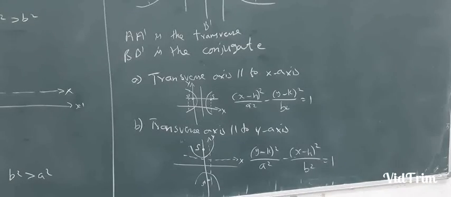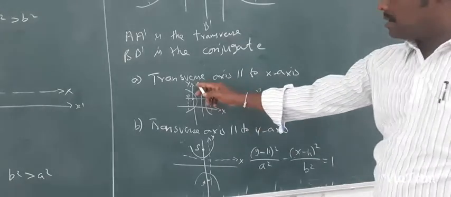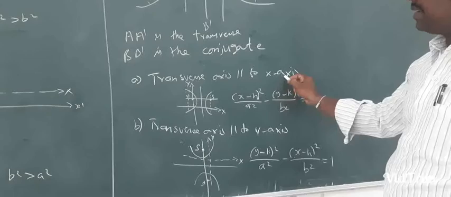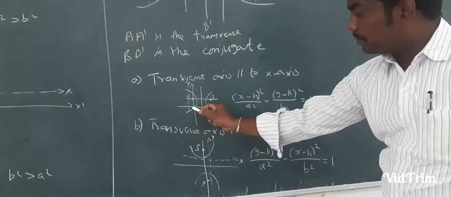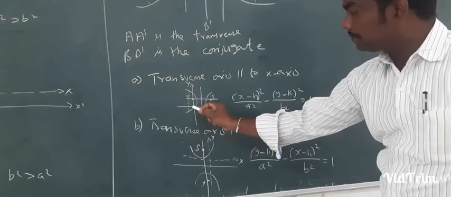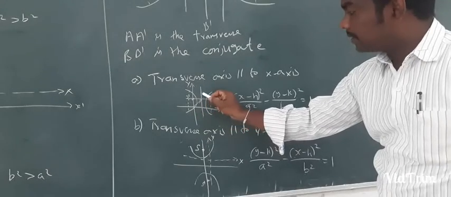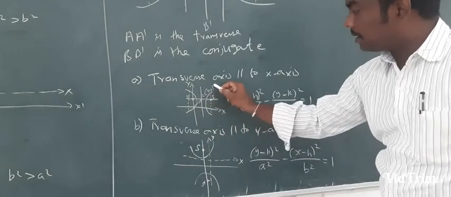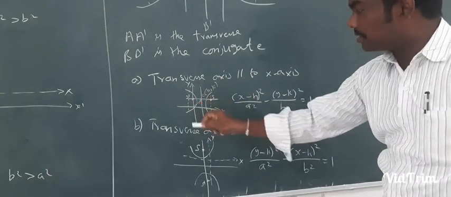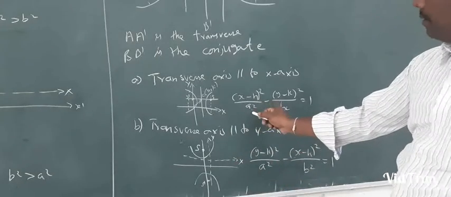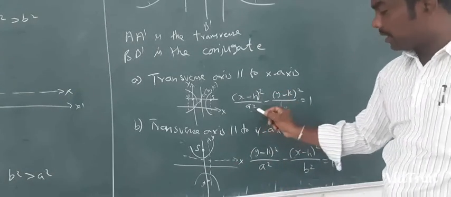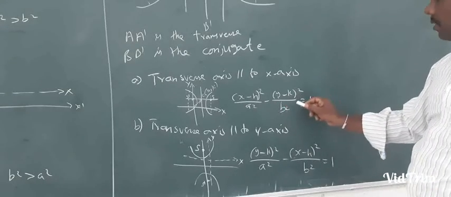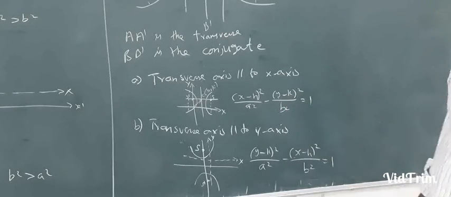The horizontal graph has the transverse axis parallel to the x-axis. So the center should be shifted from here to here. So that is center h comma k. That is the original origin. That time we have x minus h the whole square by a square minus y minus k the whole square by b square is equal to 1.